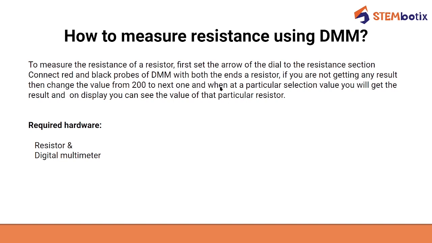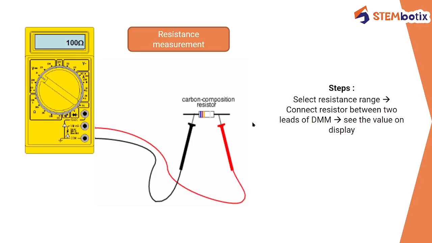So go to the next one, and when you select a particular value, you will get the result, and on the display you can see the value of that particular resistor. Until you get a result or any digits on the display, just change the selection area one by one. And when you get a digit, any digit on this display, you will have your answer.